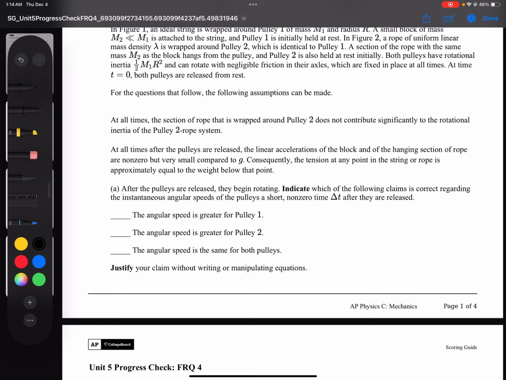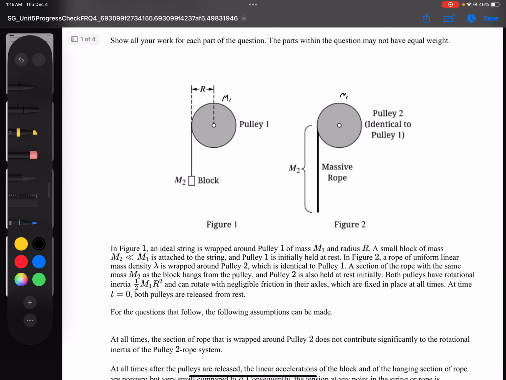So the question is, the pulleys are released and they begin rotating, and at some non-zero time delta t, you have to figure out what the instantaneous angular speeds are for each pulley. Is it greater for pulley 1, for pulley 2, or is it the same? Now, because the rotational inertia of the rope is insignificant, we have to think about what's happening as the system is falling.